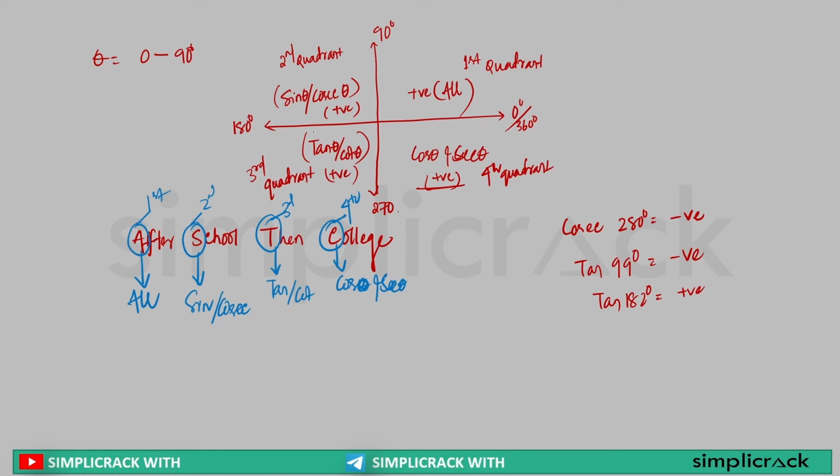Now understand this. Here everything will be known as theta or 90 degree minus theta. Clear? In the second quadrant everything will be known as 90 degree plus theta or 180 degree minus theta. In the third quadrant everything will be known as 180 degree plus theta or 270 degree minus theta. In the fourth quadrant everything will be known as 270 degree plus theta or 360 degree minus theta. Clear? So this is how the quadrants will work.